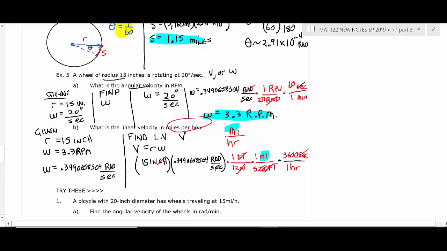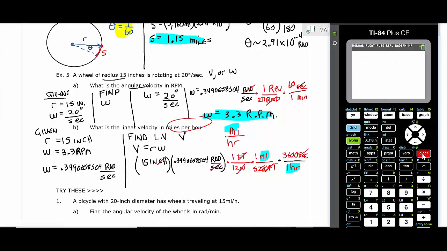And what happens, that crosses out. So now we are left with miles per hour. Okay, 60 seconds in a minute, 60 minutes an hour, 60 times 60 is 3,600. So now I'm ready to go to my calculator and put this together then.